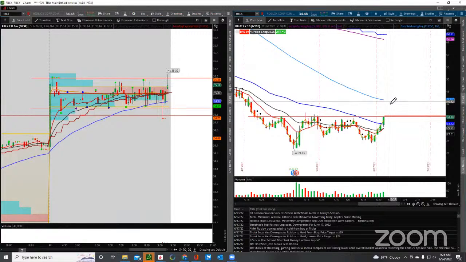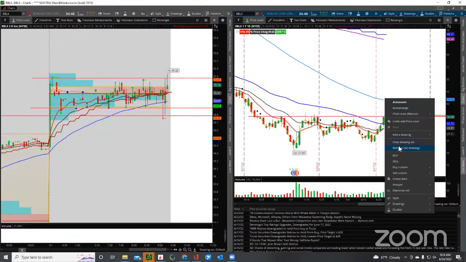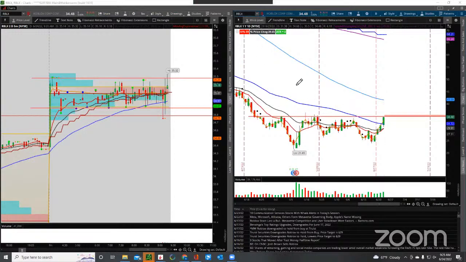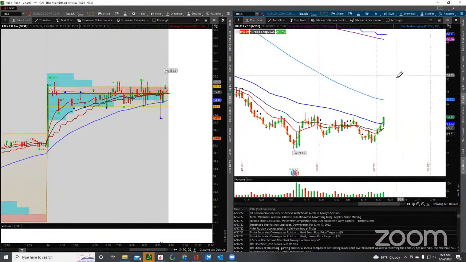So we'll see. I mean, there's no reason it couldn't put in a 5th bull candle or a 6th, but keep an eye on that. Let me just clear these lines. Let's see.